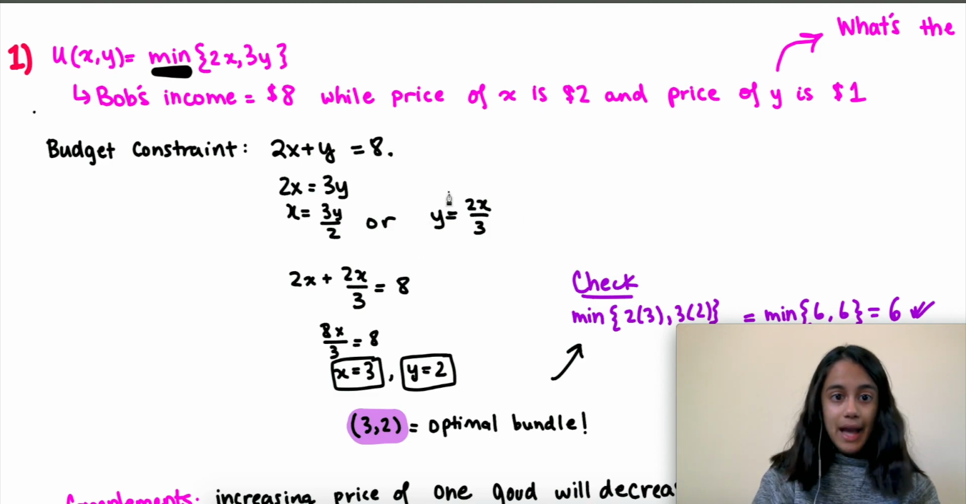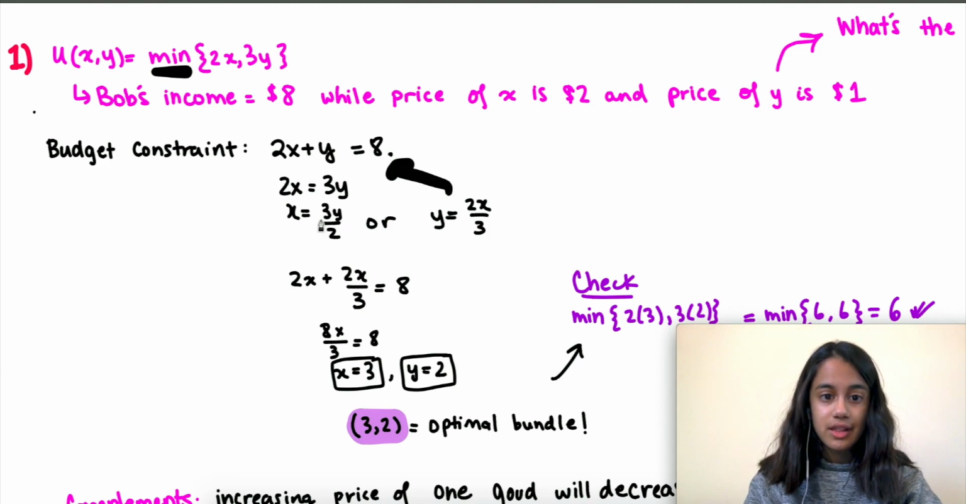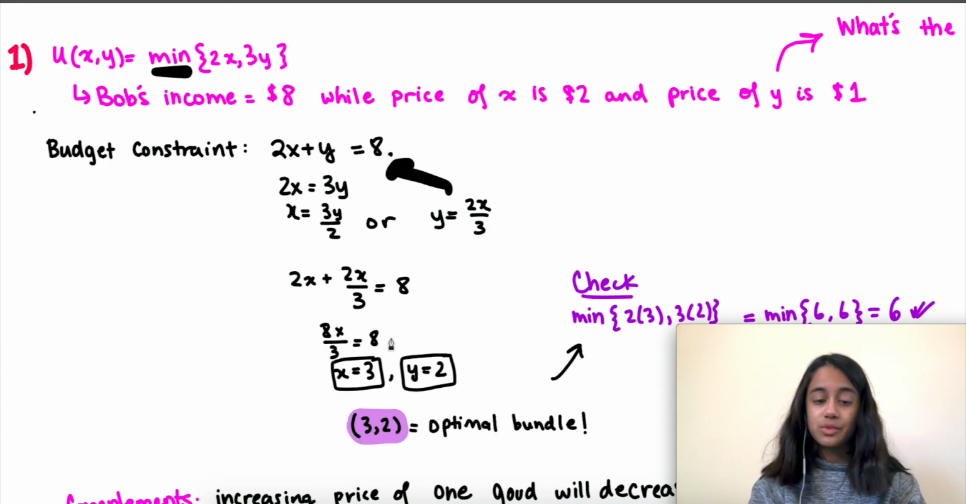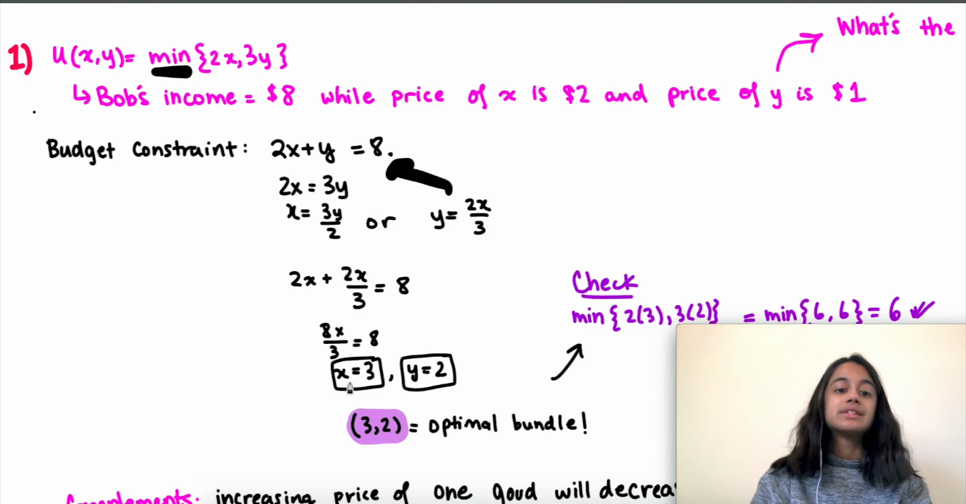Plug this back into my budget constraint. That's where I get 2x plus this, because that's my y, is equal to 8. Now we solve for x. That's pretty easy. You just add them up. Put the 3 times 8, 24. 8x is equal to 24, and you get x is 3.